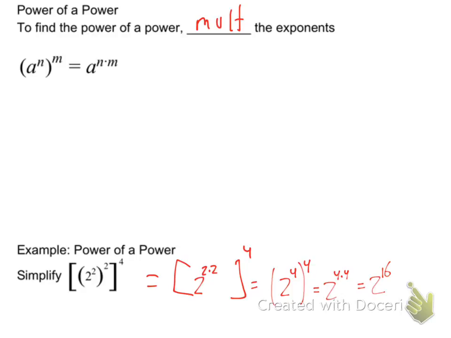Technically, because of the way this works, I could have done the 2 times 2 times 4 right up here, because it's power of a power of a power. So just multiply all your exponents. 2 times 2 is 4 times 4 is 16. You would have been done there too. There are a couple different ways we can approach this. Any questions?